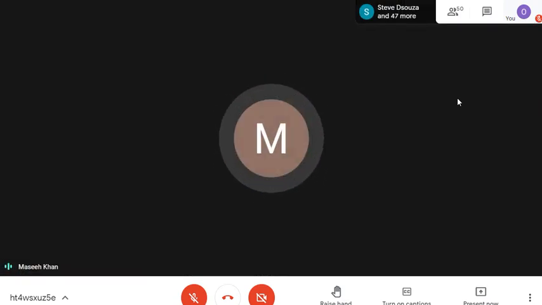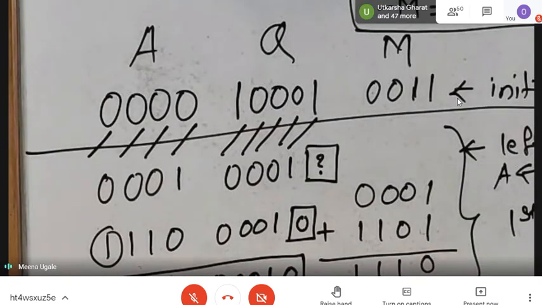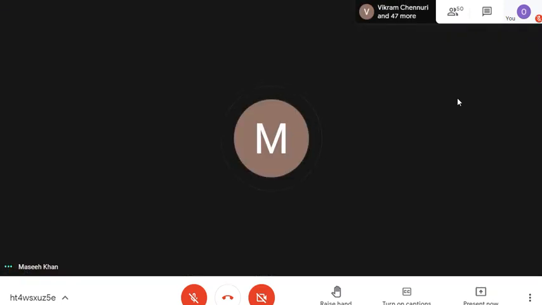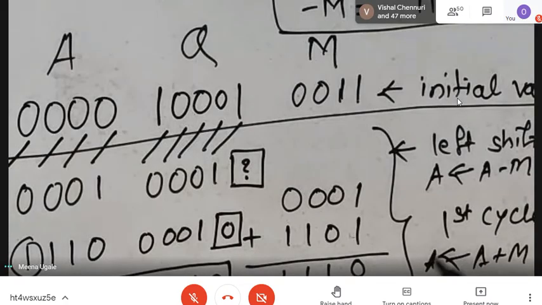Ma'am, the next cycle after shifting, the value of A is 1110. After shifting, no, you're restoring this value. No, it should be A. You're doing it for the first cycle. You're just doing A plus M again. This A is negative. That's why you have to go for A plus M. So this is my end result.